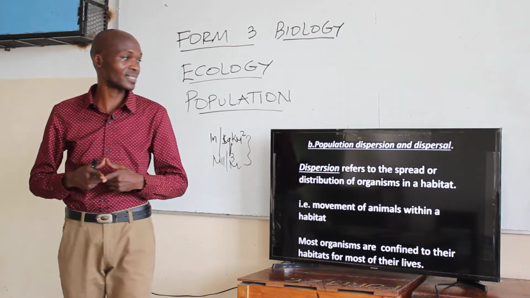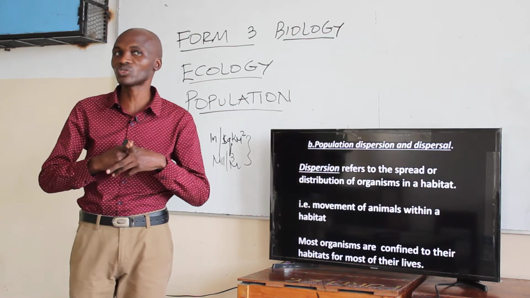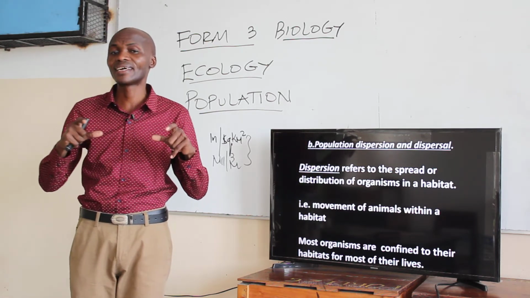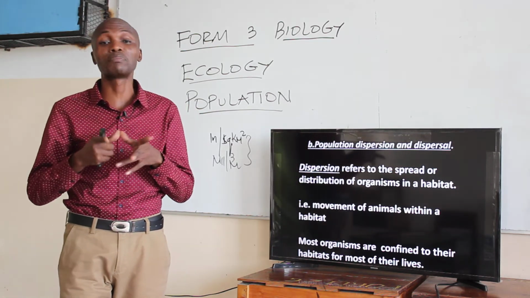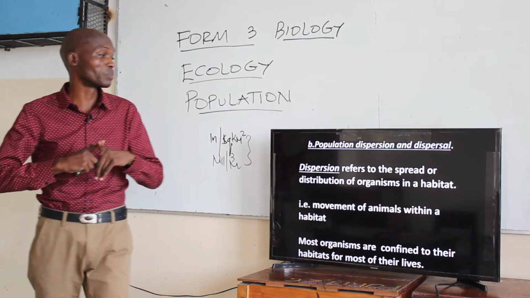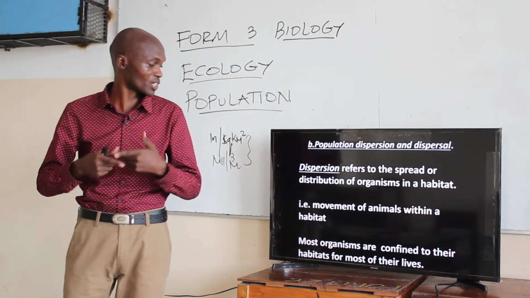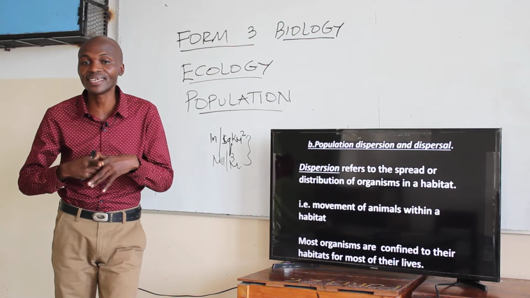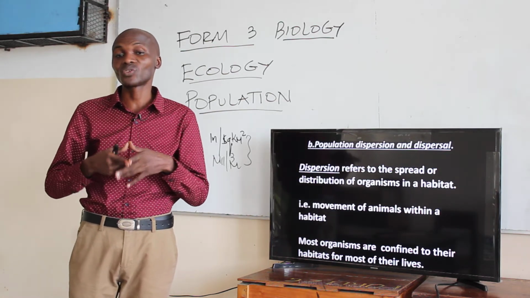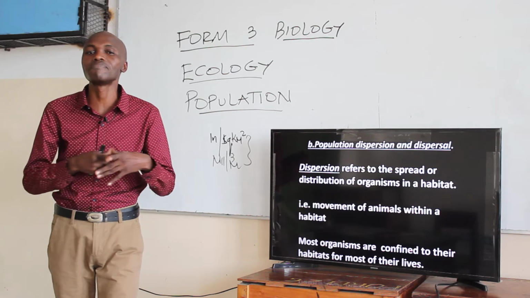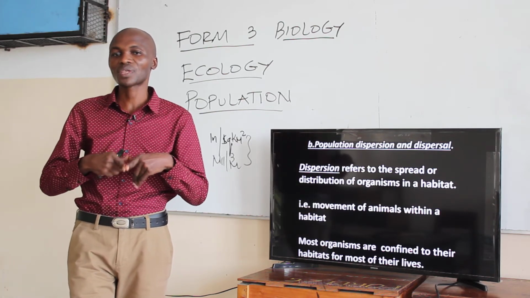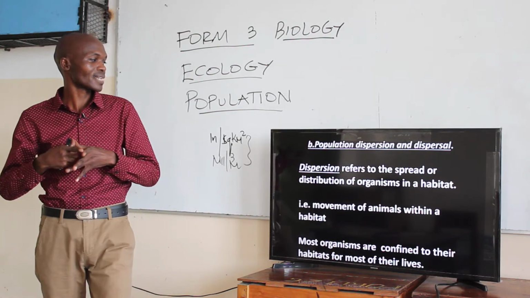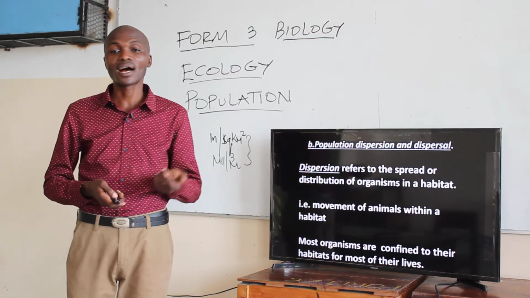We look at the second characteristic, that is population dispersion and dispersal. Dispersion here refers to the spread or distribution of organisms in a habitat. In other words, we look at the amount of animals within a given habitat. Most organisms are confined to their habitats for most of their lives, so their movement is limited, it is minimal. So by dispersion you want to know what organisms are present and how they are distributed in that particular habitat.